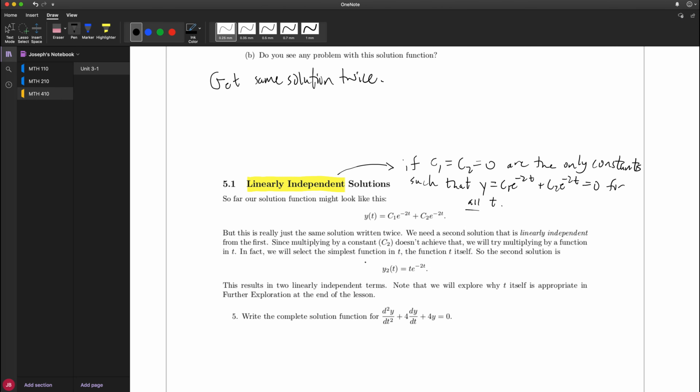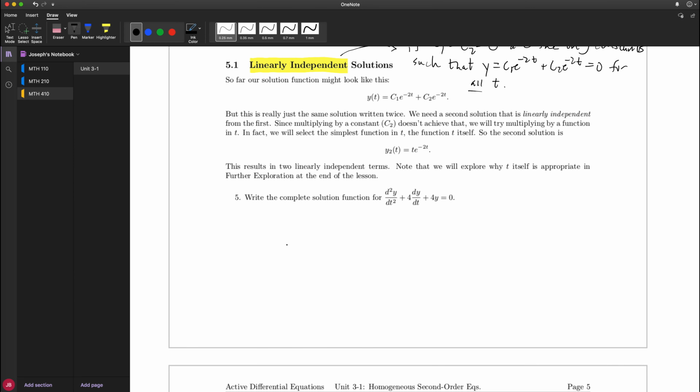So what we actually do, it turns out, and we'll dig into more of this later in a different video, is that all you need to do to get a linearly independent second answer is this. Instead of writing e to the minus 2t twice, you take one of them and multiply it by a factor of t. And so it turns out then that what we get is y equals c1 e to the minus 2t is good, plus c2 t e to the minus 2t is the other good one, okay? So we just had to add that little factor of t right there.